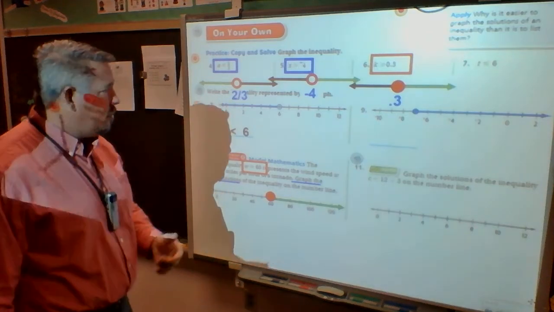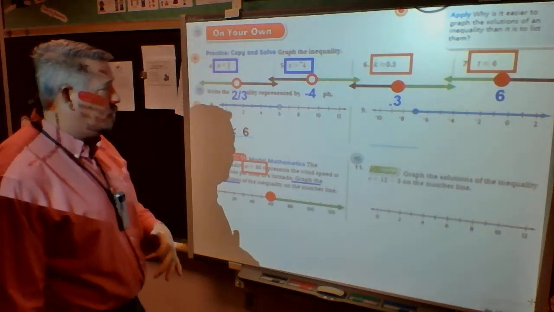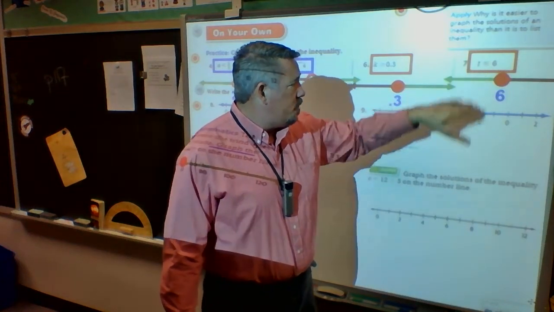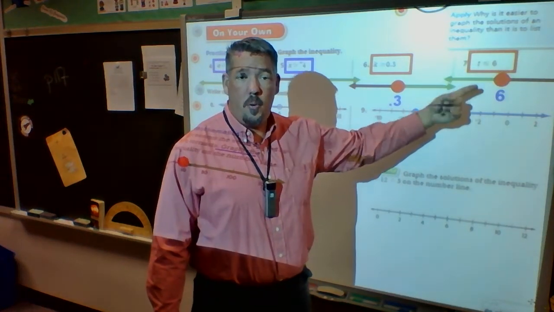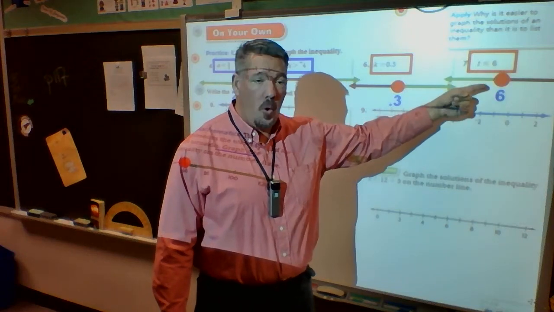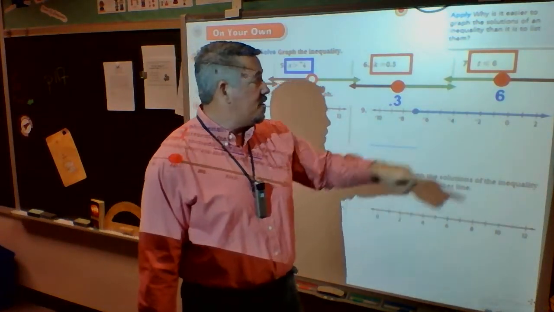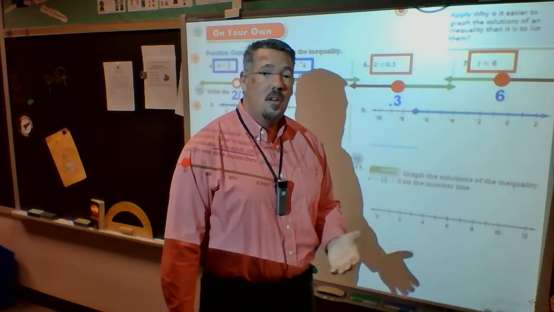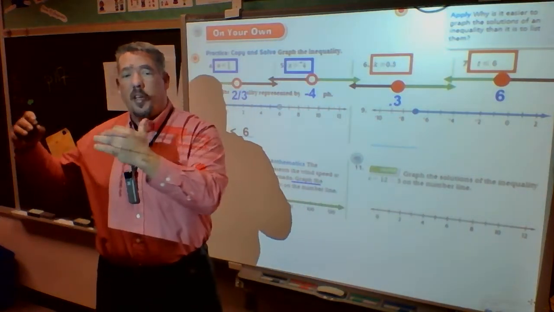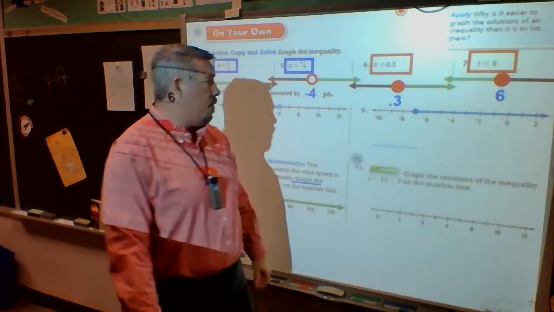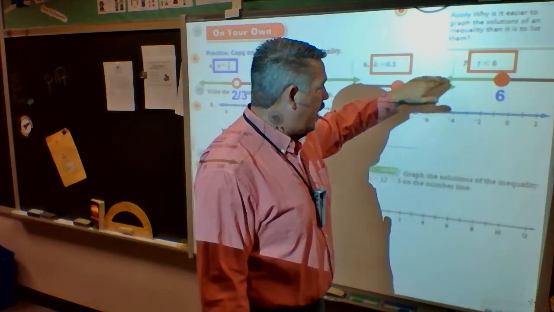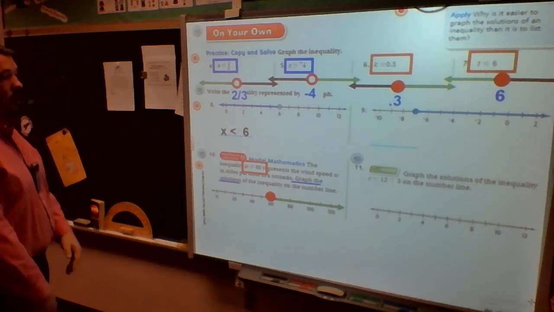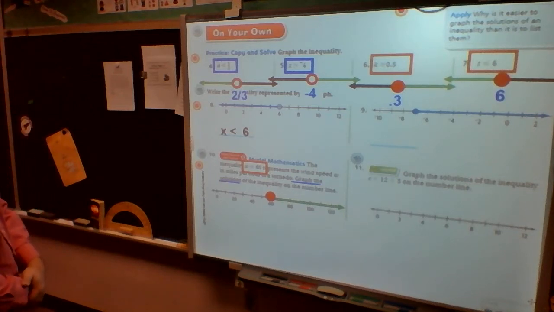On number 7, you should have drawn your line. It says that t is less than or equal to 6. So on this one, you put and label your 6, but you put a solid circle, because it can be equal to 6. And it's pointing to the t, so if it's pointing to my variable, I know I shade to the left. When I shade to the left, that includes everything that is less than and equal to 6.